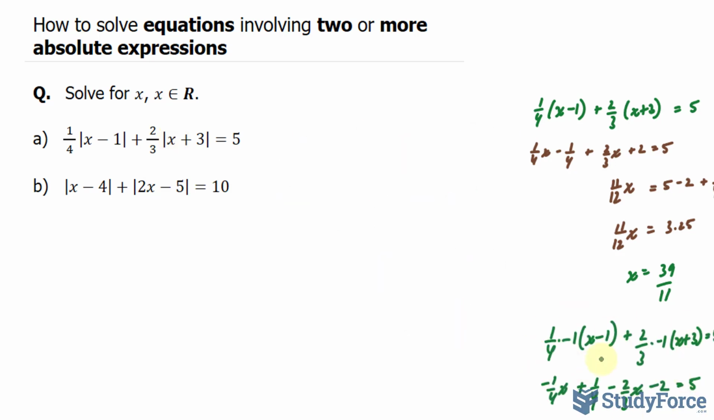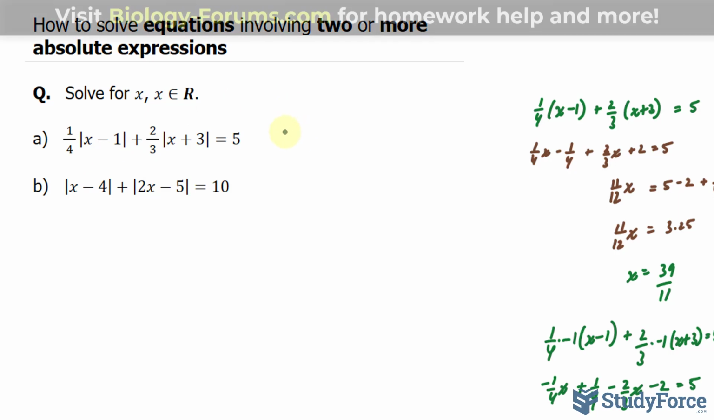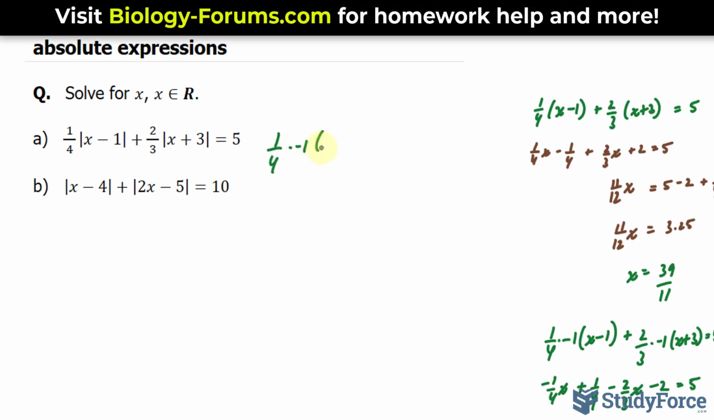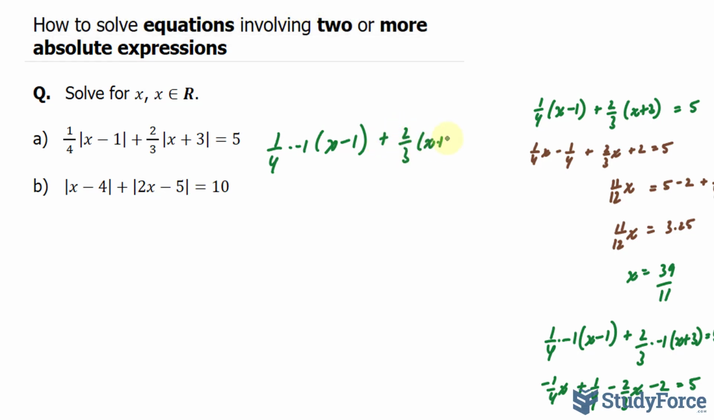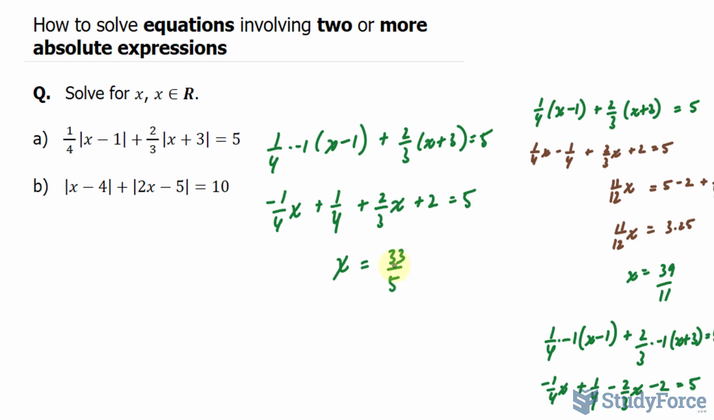So I brought my previous solution underneath, and this time I'll make this negative. 1 over 4 times negative 1 x minus 1 in brackets plus 2 over 3 x plus 3 is equal to 5. Here we end up with negative 1 over 4x plus 1 over 4 plus 2 over 3x plus 2 is equal to 5. If I solve for x, I should end up with 33 over 5. Now I didn't show my work, but because it's the same thing over and over again, you should be able to come up with these answers.